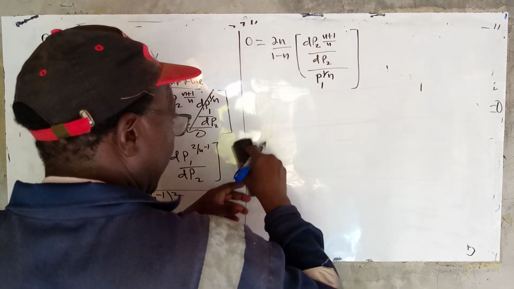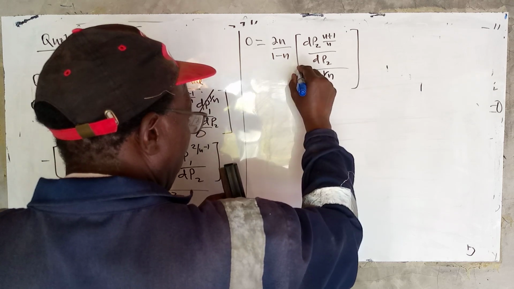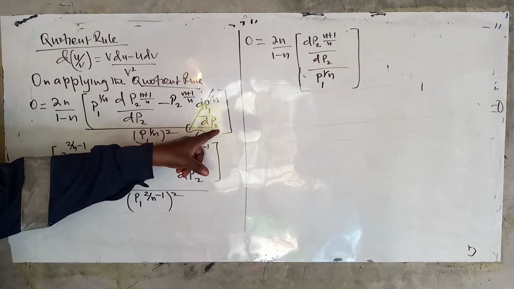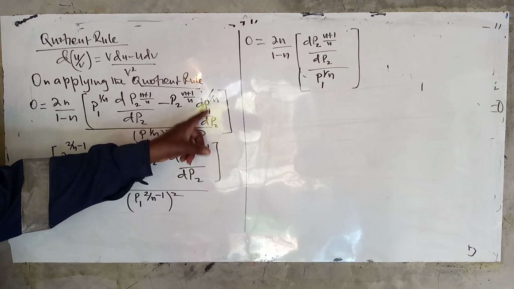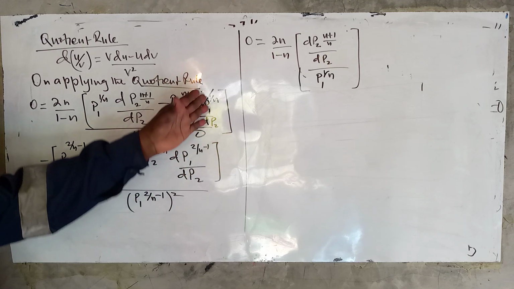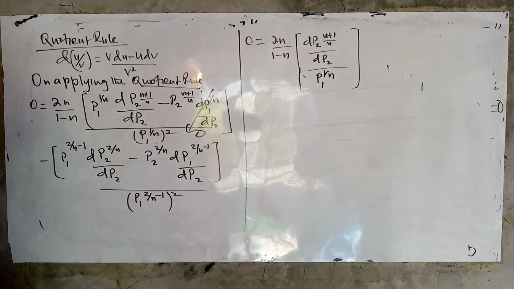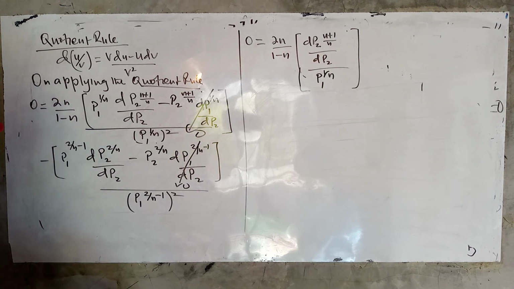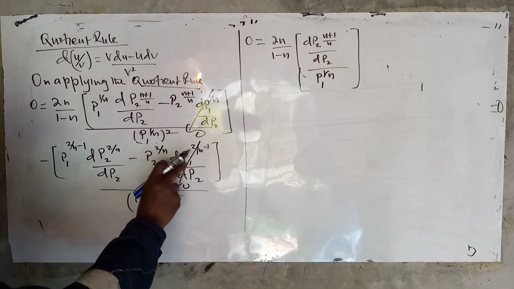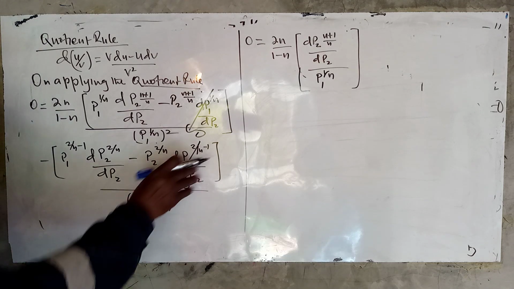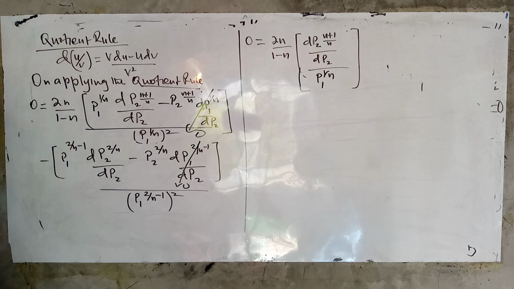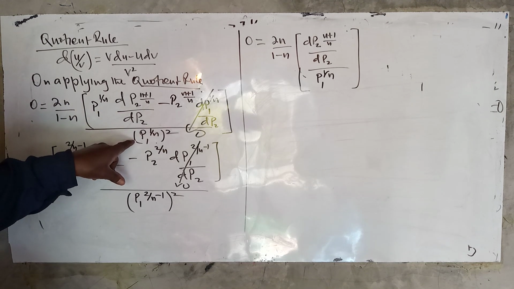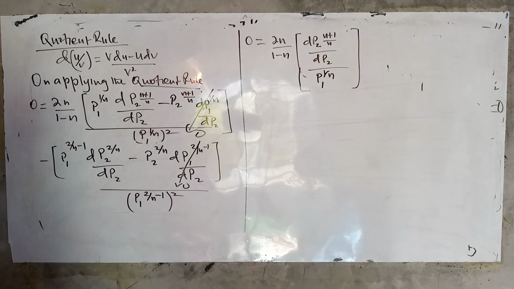I repeat, this derivative is 0 because there's no p2 here. So when you take the derivative with respect to p2, there's no p2, so that term is 0. And so even in this particular case, this term will be 0. Just make sure we have taken the derivative of p1 with respect to p2, and that term will be 0. And of course, this p1, 1 over n, will divide this one, so we are left with p1, 1 over n raised to power 1.